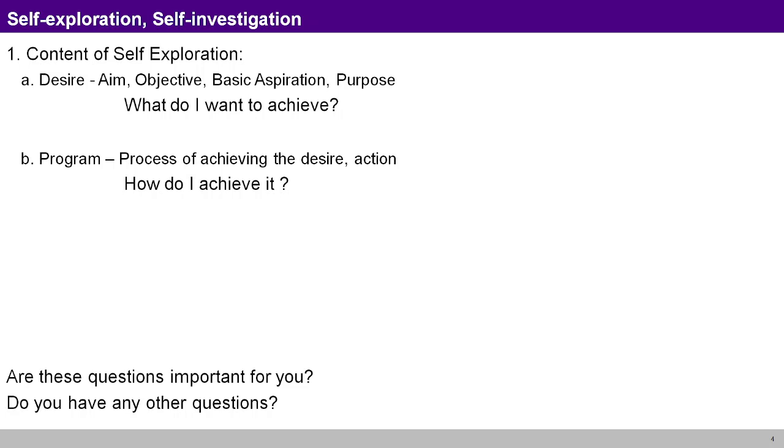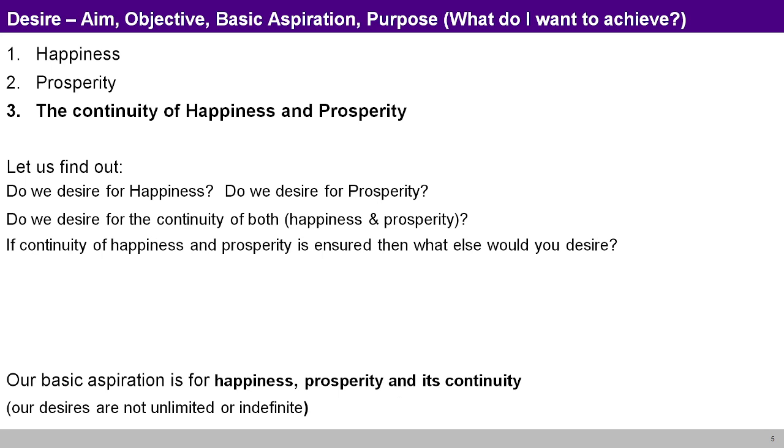Discussion is important to you. Do you have any other questions? Yes, we can have questions. Desire, the way to achieve it. And desire, what do we want to achieve? The aim, objective, basic aspiration, my purpose, everything is to achieve happiness. Ultimate. Initially, if we ask why get a job, we can say to earn more money. After that, we can extend it, but the ultimate thing is to have happiness.